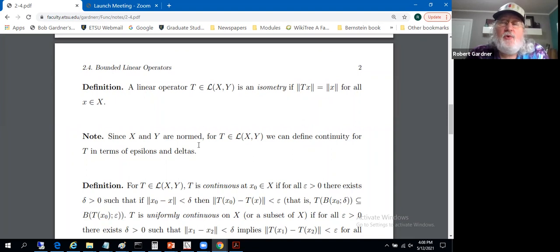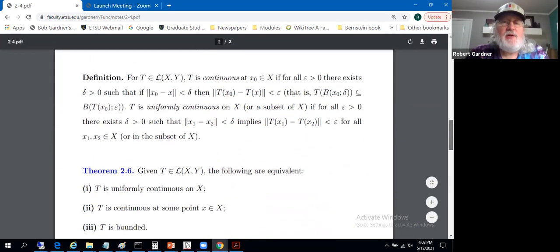Both of these spaces are normed, that's the setting. For any T, a linear operator from X to Y, we can define continuity of T in terms of epsilons and deltas because we can measure distances in X and distances in Y. We have metrics on X and Y, right? Well, we've got norms on X and Y, and norms induce the metric. So we can do pretty much a calculus 1 idea of continuity of these types of operators.